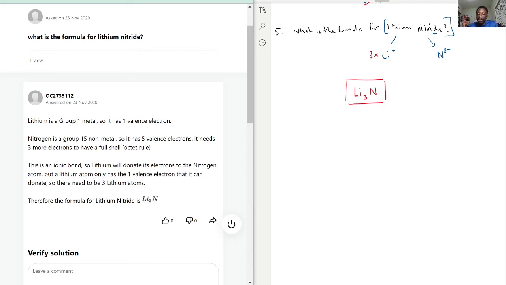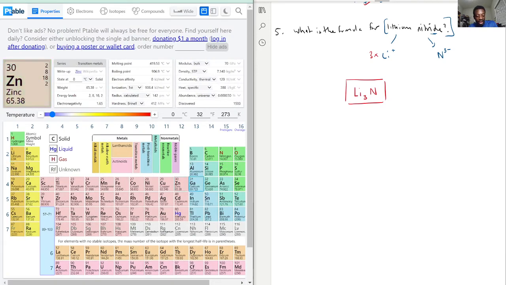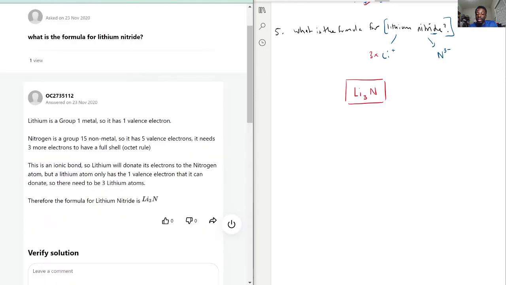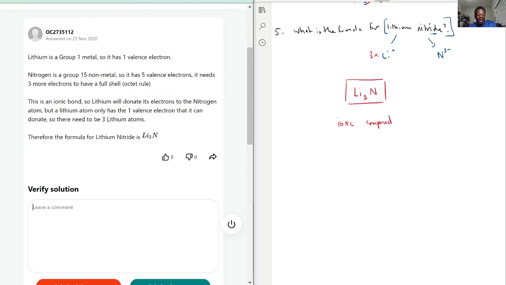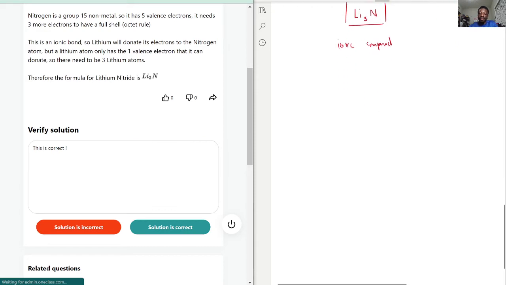And they actually point out a very important thing here, that lithium nitride, as you see on the periodic table, lithium is an alkali metal and nitrogen is one of the reactive nonmetals. This is indeed an ionic compound. It's just very important to identify your ionic compounds because they do come into play later on. So this is correct. Let's move on now to the next question.